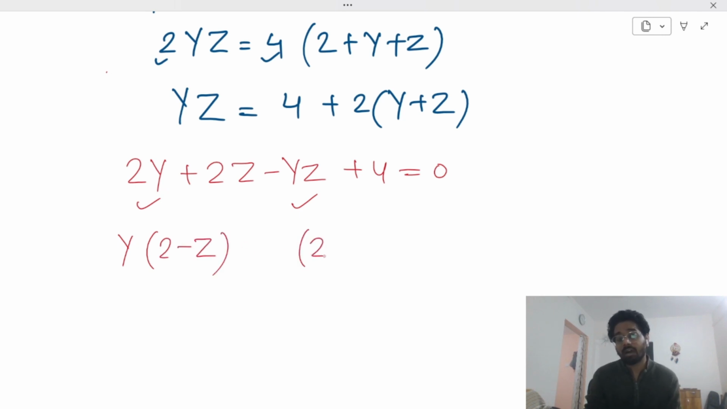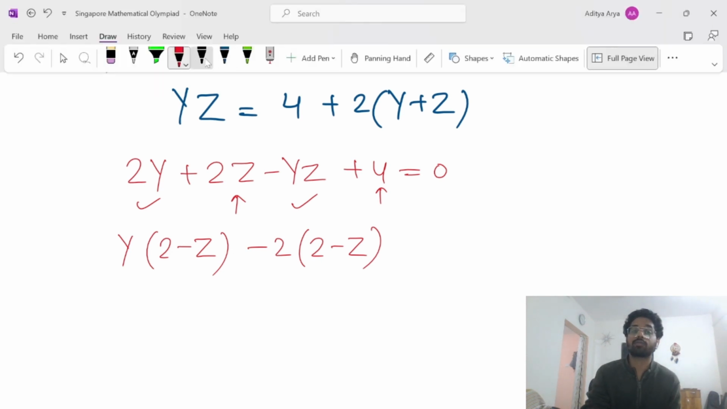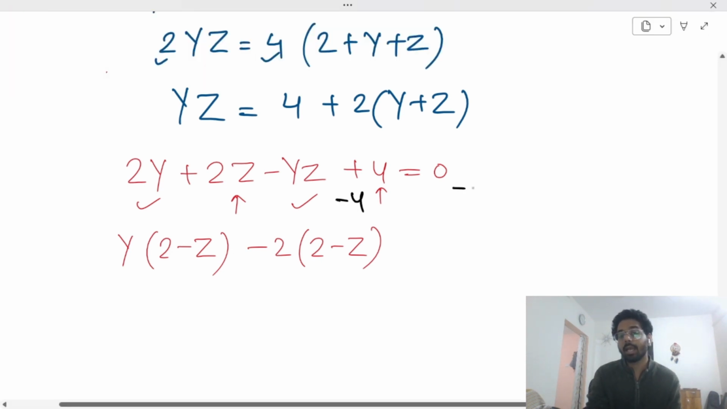I am expecting to have 2 minus z common from the next one. But I cannot manage this part, but I can manage this part. The constant part I can manage, but the variable part I cannot manage. Okay, so I need to produce 2z, so I will multiply by minus 2. So minus 2 into minus z is 2z. Minus 2 into minus 2 is minus 4. So I need to add and subtract minus 4 on both sides. So minus 4 and minus 4.